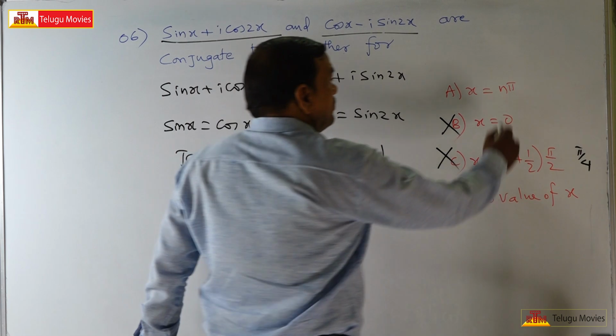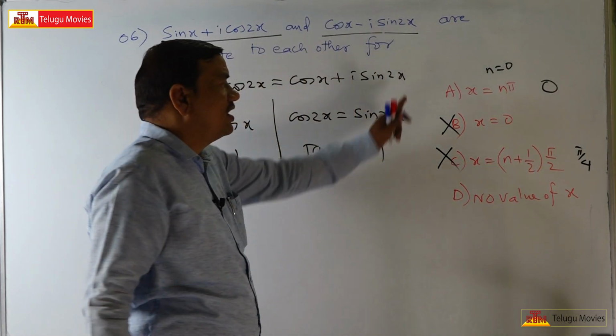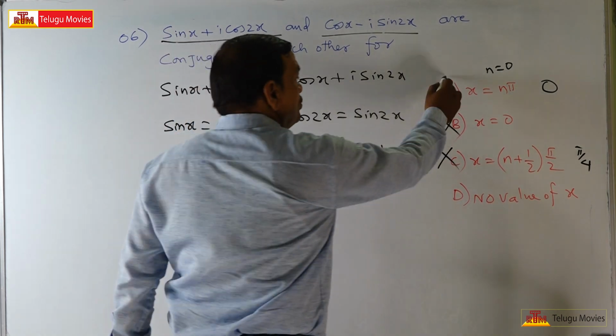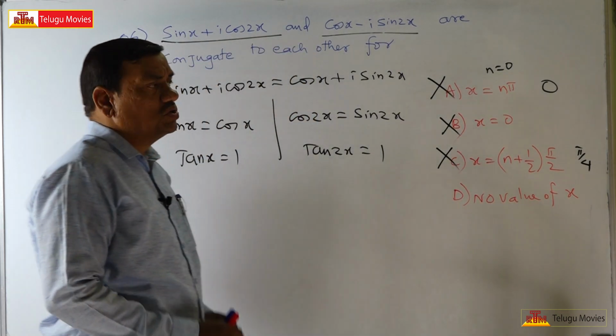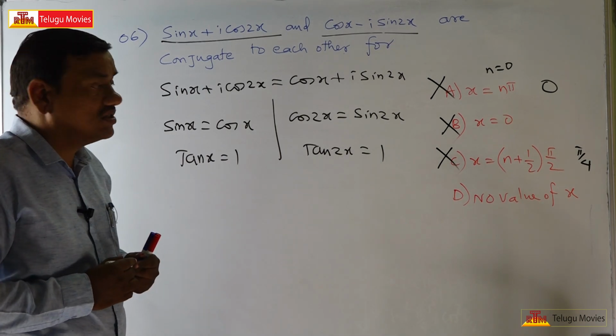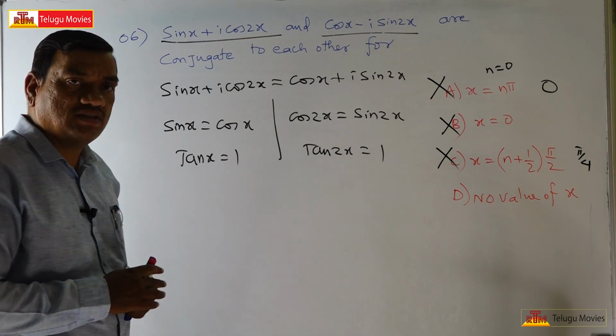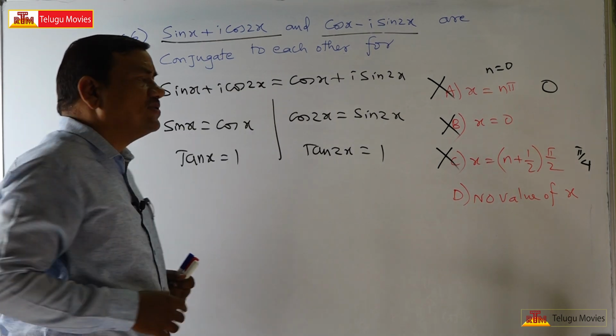Particularly here also, if you put n = 0, you will get x = 0. Already we saw that x = 0 is not your answer. So option A, option B and option C are not the answer. The one and only option that remains is no value of x. But generally, this is an option verification we did.